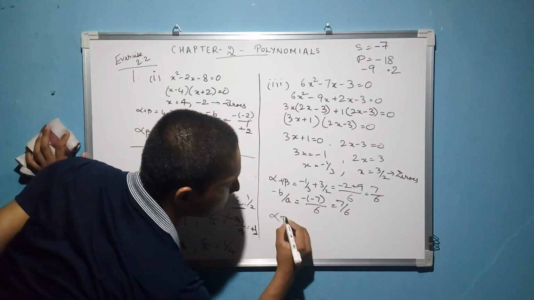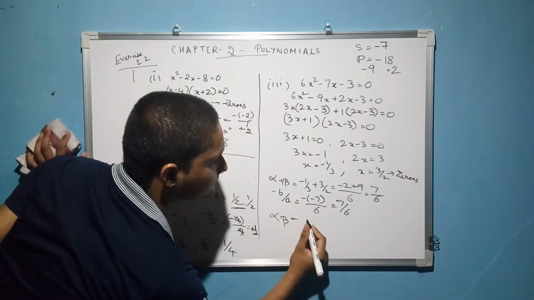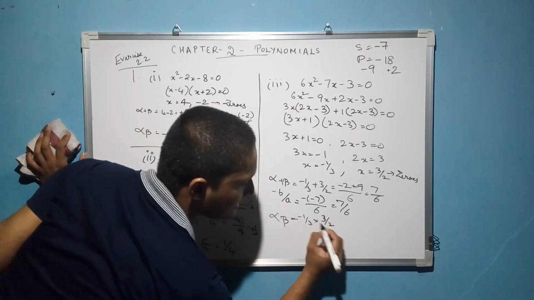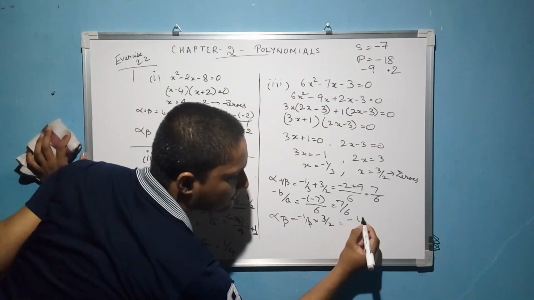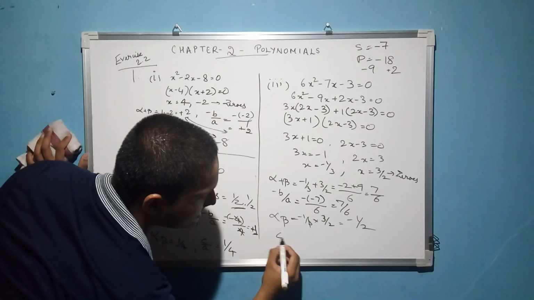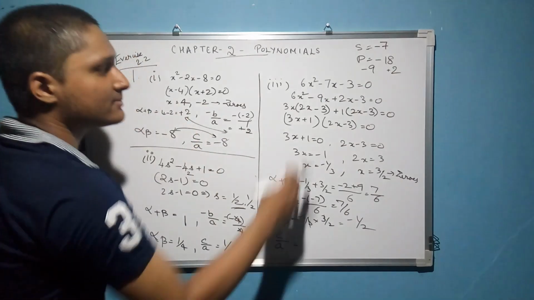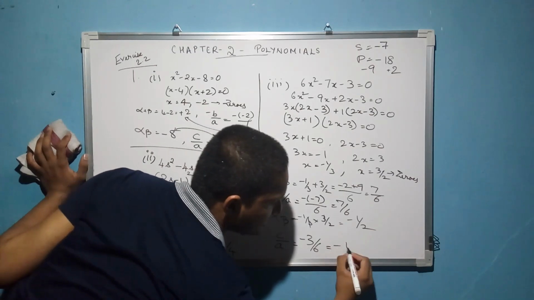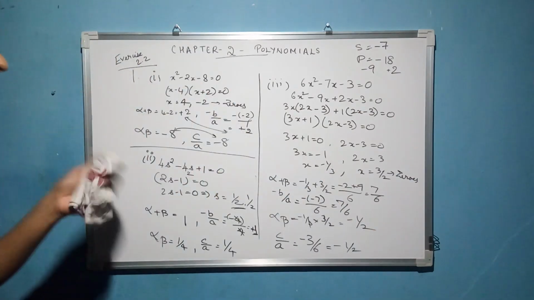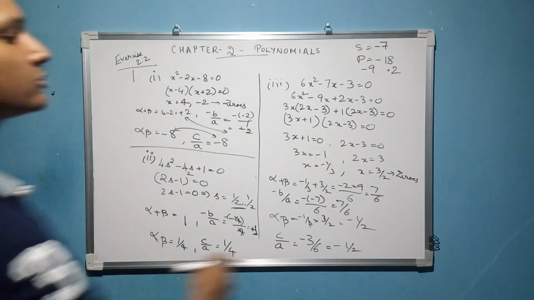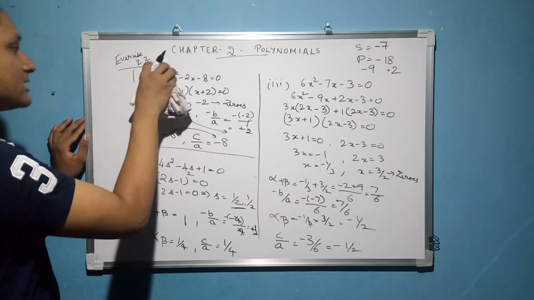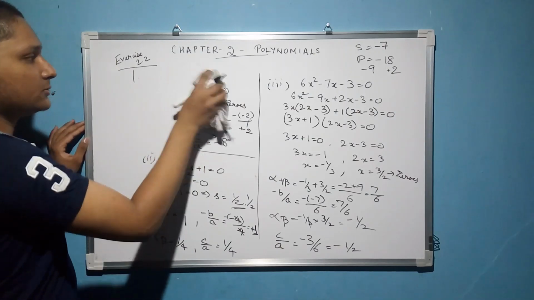Now we have alpha beta. Alpha beta is minus 1 by 3 into 3 by 2. 3 and 3 are going to be cancelled. You get minus 1 by 2. So what is this? This will be c by a. C by a is minus 3 divided by 6, that is minus half. Both are going to be the same. So we already verified. You're just going to write that it is verified. So the last question I am going to do here is the fourth one.